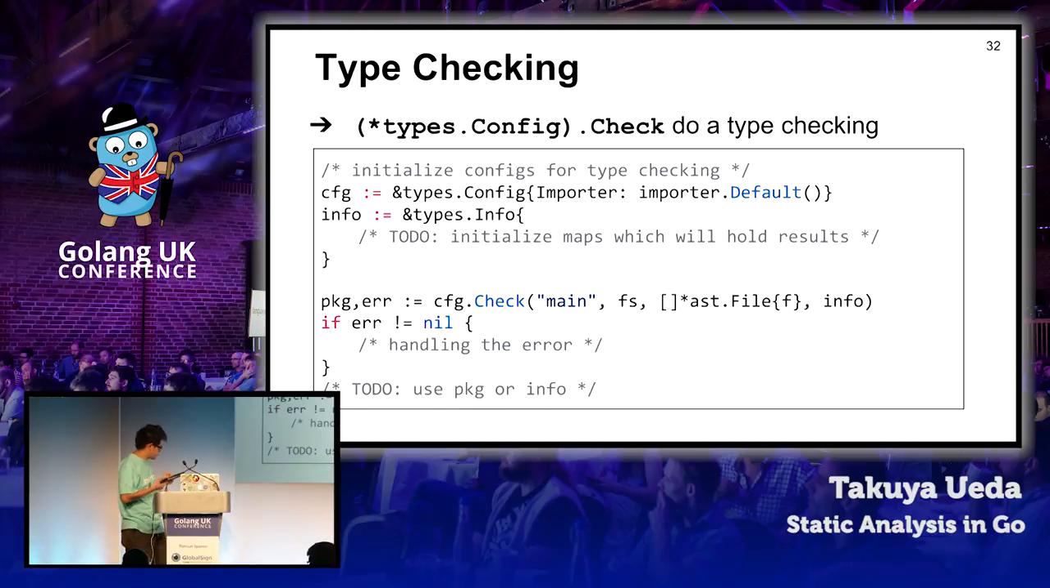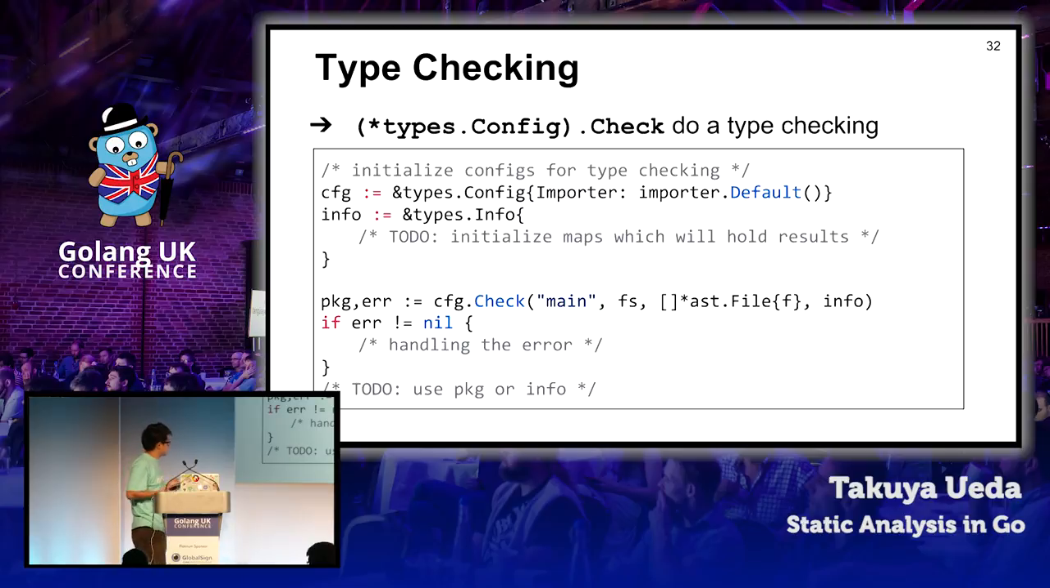We want to extract only gopher type from the result of the previous demo. The type checking solves it easily. The Go types package provides the types and functions for type checking. The types.Config type is a type for configuration of the type checking. Config has a Check method which does type checking for a package.